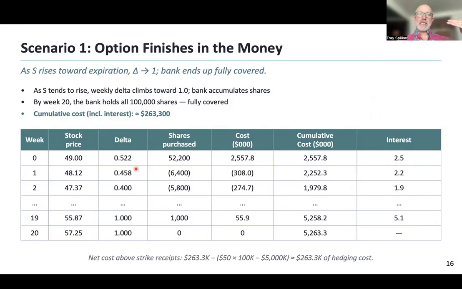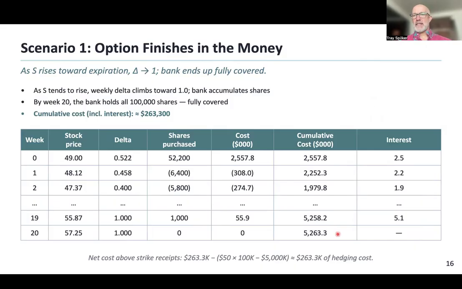And so over time, you'll see the delta increases, meaning we're buying more shares of the underlying. Starting from our cumulative cost on day one, right, $2.56 million, we'll call it. And our cumulative cost of buying more shares increases over time such that by the end of week 20, right, the cumulative cost of all the buying and selling plus the interest that we're paying on the borrowed money is $5.263 million.